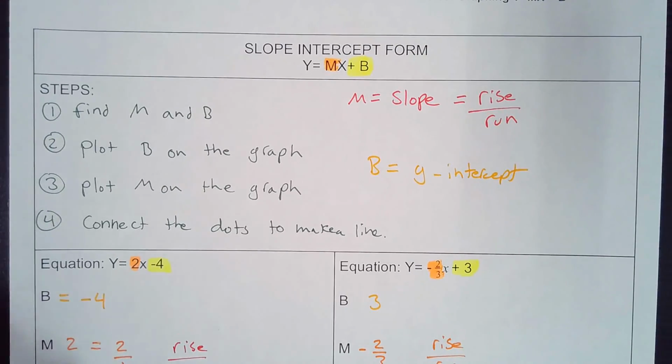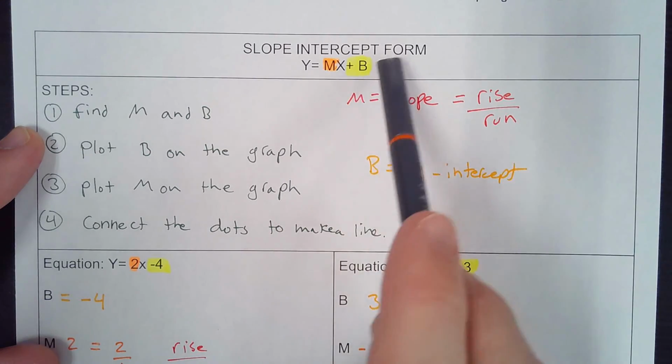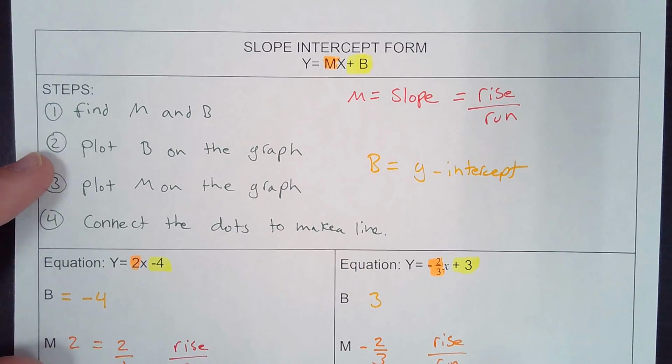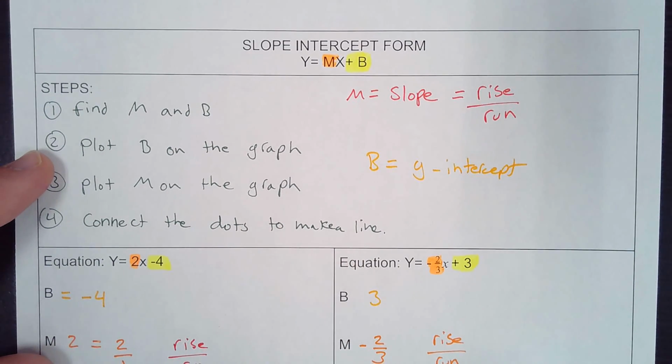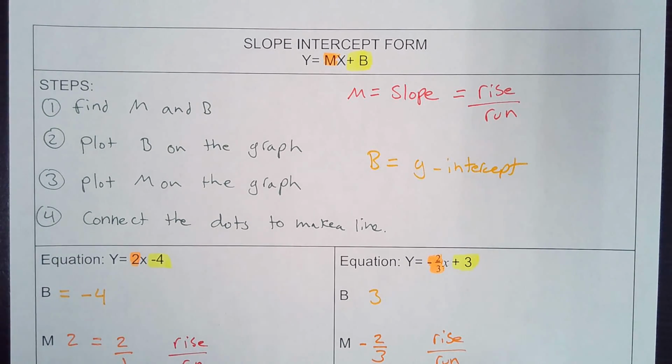Follow the steps. I'll put them back up here. These are the steps. Find m and b using our slope-intercept form. Plot b on the graph. Plot m on the graph. Connect the dots to make a line.